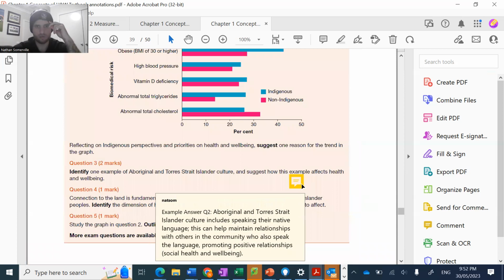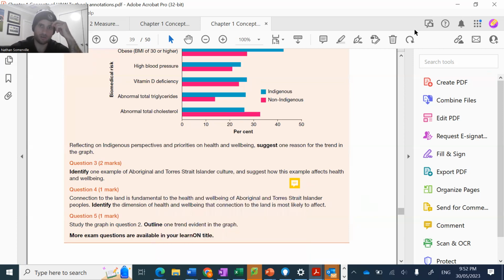So the example answer I've used here is actually for question 3, not question 2. I don't know what's it.